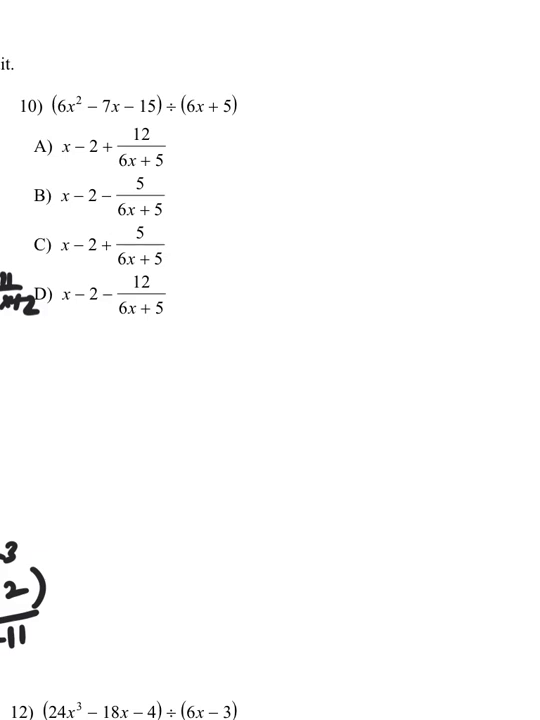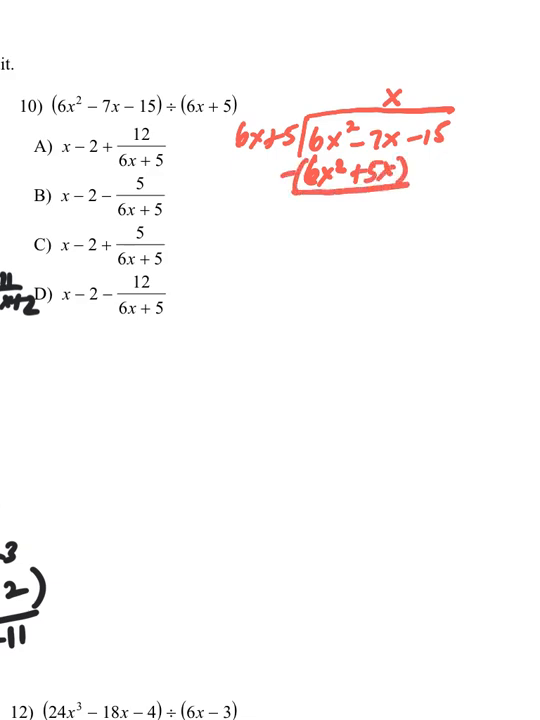We're going to go ahead and divide 6x squared minus 7x minus 15 divided by 6x plus 5. Once again, you ask yourself, what do you multiply 6x by to get 6x squared? And we know it's going to be x. x times 6x gives you 6x squared. You still have to multiply x times 5, which gives you positive 5x.